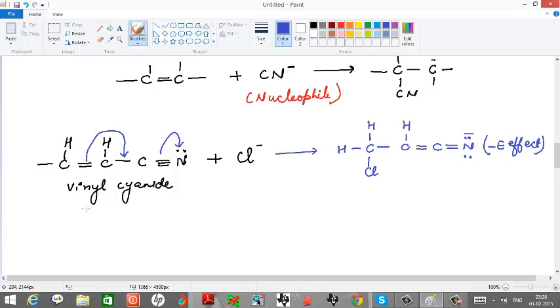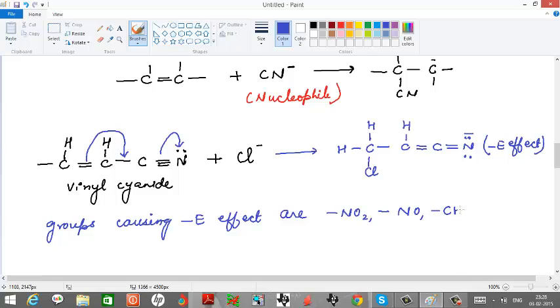There are many groups which cause minus E effect. Groups causing minus E effect are the nitro group, NO group, CHO group, COOH group, etc.